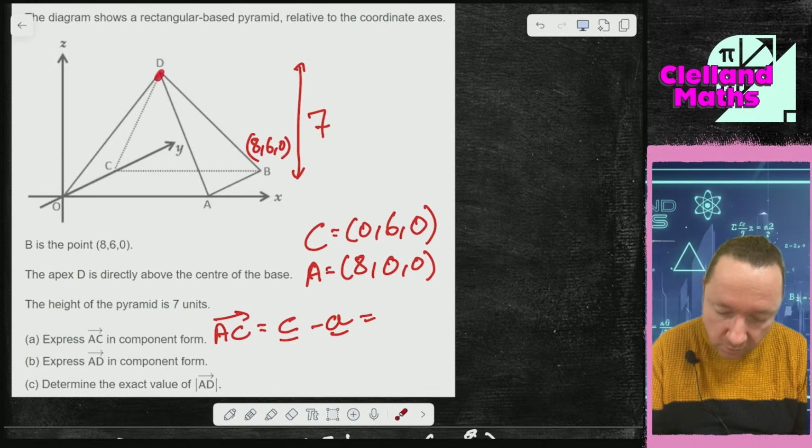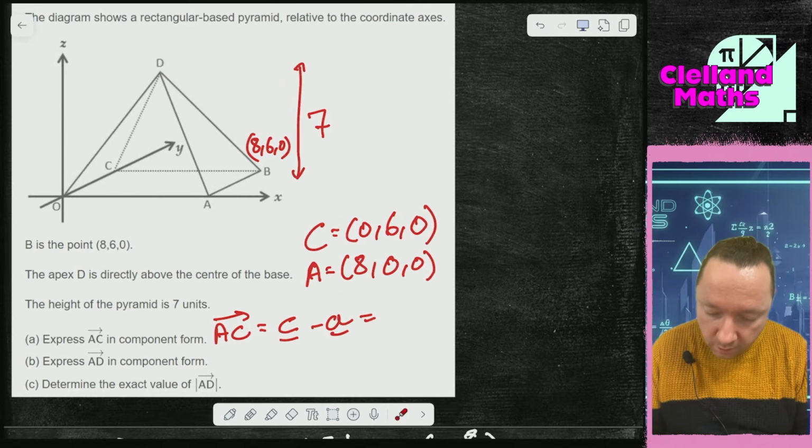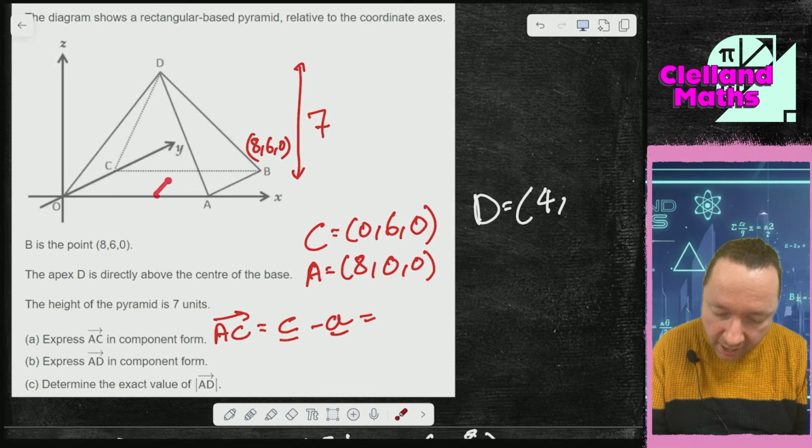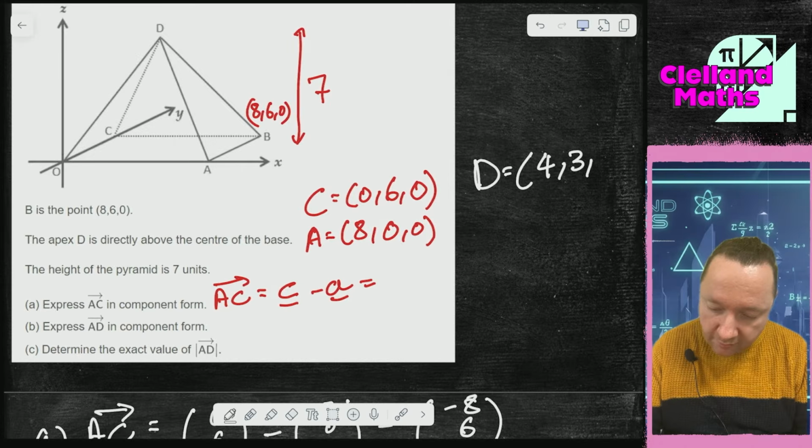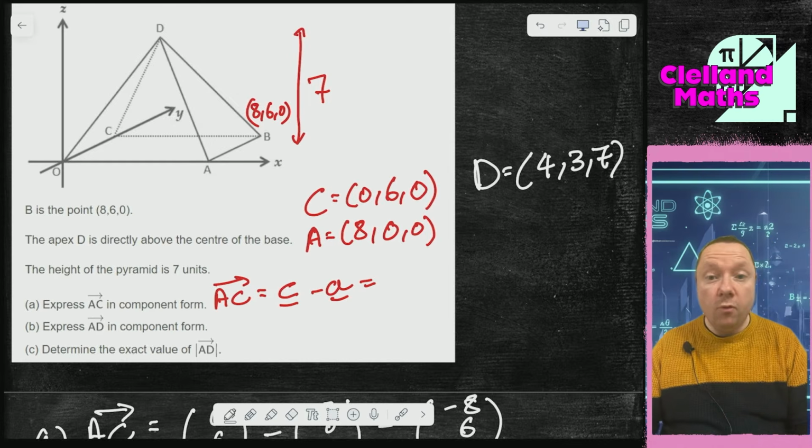So D, well, we know it's 7 high, and we know it's in the middle of here. So if I go along to get to here, I need to go along half of there, which is 4. So my D is equal to 4. I then need to go in half the way. Well, half of 6 is 3. And then I need to go up the height. Well, the height we know is 7, so that's 7. So it's 4, 3, 7 for D.